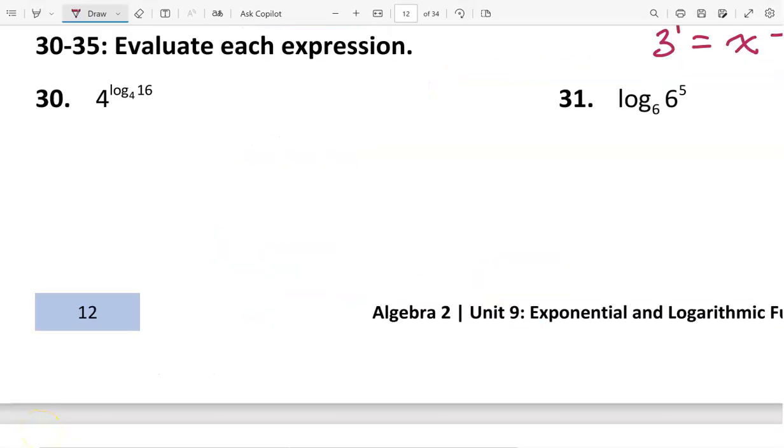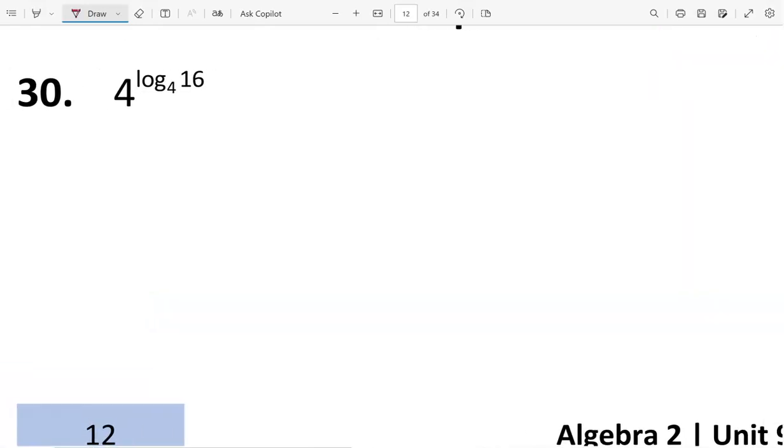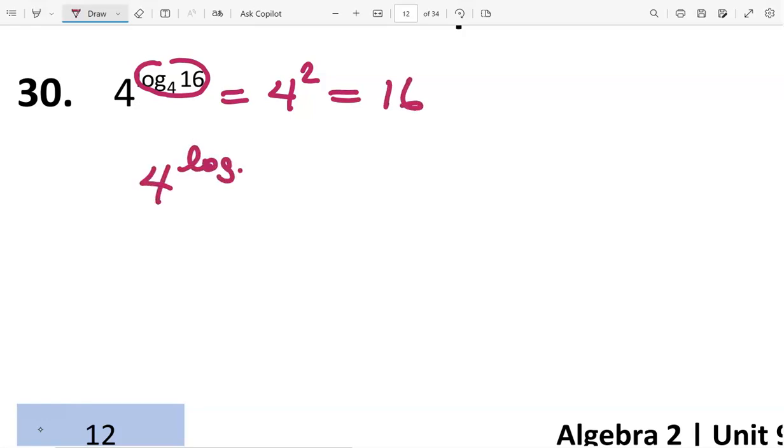In 30 through 35, we're going to evaluate some expressions that are a little bit more complicated than just a simple logarithmic expression. In number 30, we can evaluate the log base 4 of 16 first. The log base 4 of 16 is the exponent to which 4 can be raised to produce 16. So that is 2, and 4 squared is equal to 16. However, there is an inverse property that we can use to get to that result faster. 4 to the log base 4 of 16, if the bases match, the base of the exponential and the base of the logarithm, then they just undo one another and we get a result of 16.